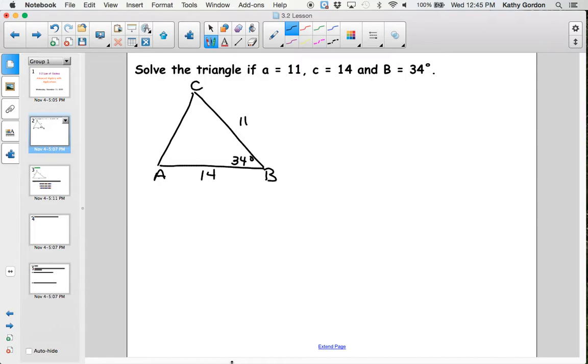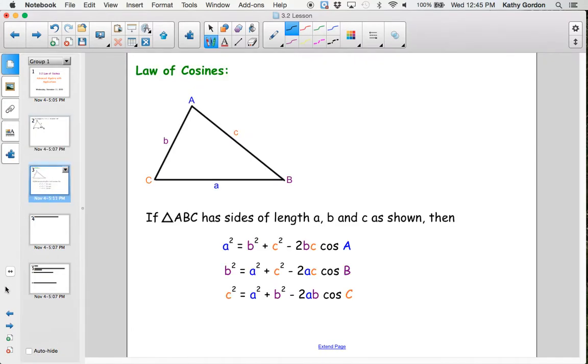So this is a situation where we have side angle side, SAS, right, where the angle is included between the two sides. And in this situation, law of sines doesn't fit. So that's why we need this other law, which is the law of cosines. And the law of cosines says this.